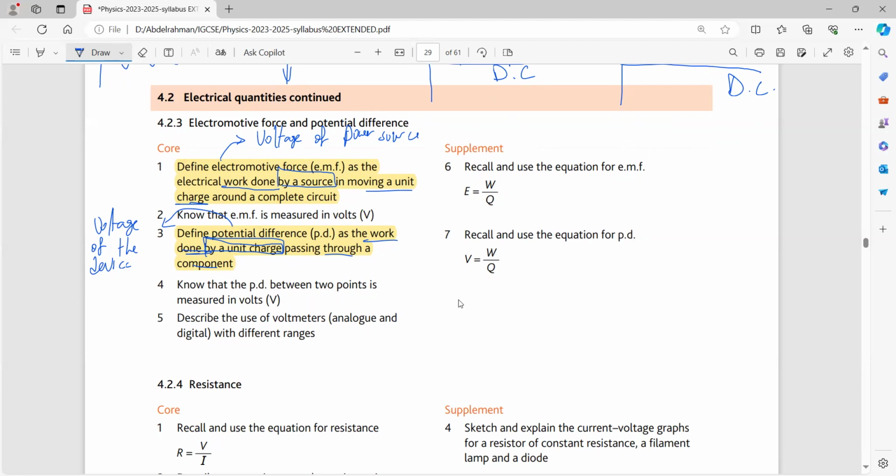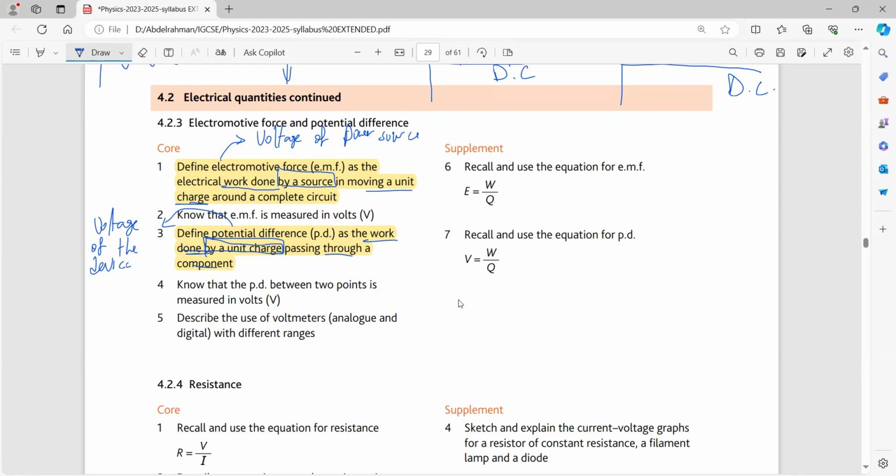Electromotive force is the voltage supplied to the circuit. Potential difference is the voltage used up by the circuit. You can have a device which uses up, let's say, 12 volts, so the potential difference of this device is 12 volts. We can have a battery that supplies 12 volts, so the EMF, the electromotive force of this battery, is 12 volts. Both of them are measured in volts.